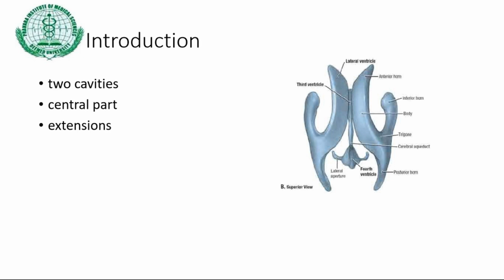Now the lateral ventricles are two cavities, one situated in each cerebral hemisphere. This is the central part of the lateral ventricle. This is its anterior extension, known as the anterior horn. This is the posterior extension of it, known as the posterior horn. While downwards and forwards, this is the inferior horn of the lateral ventricle.